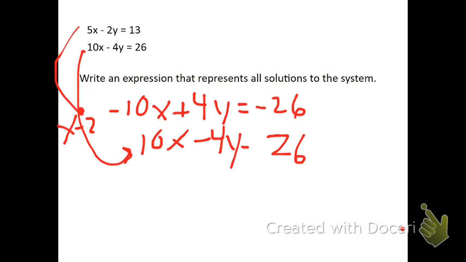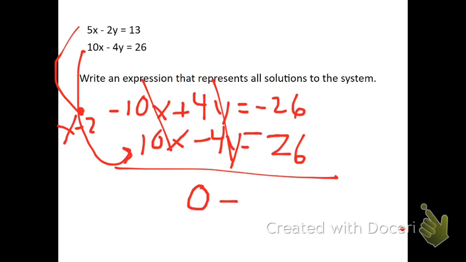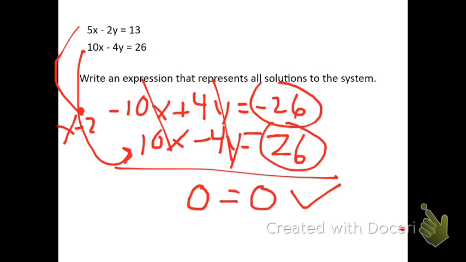Alright, so we go to eliminate the x's, and the y's also eliminate. So that tells us that there's either infinite or no solutions. Now, since we get a negative 26 plus a positive 26 is 0, we get a true statement, 0 equals 0. That means there are an infinite amount of x and y coordinates that work in these two equations.